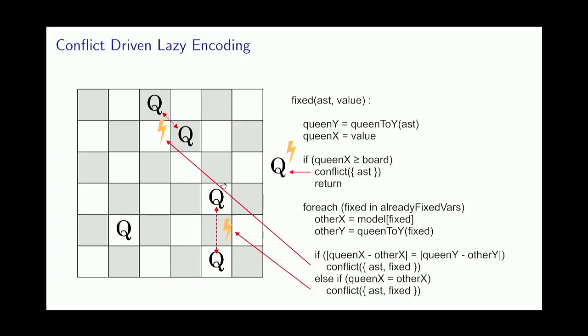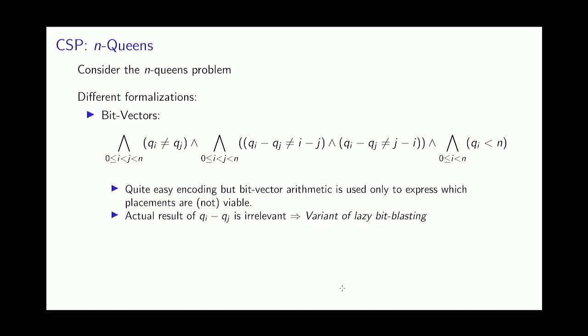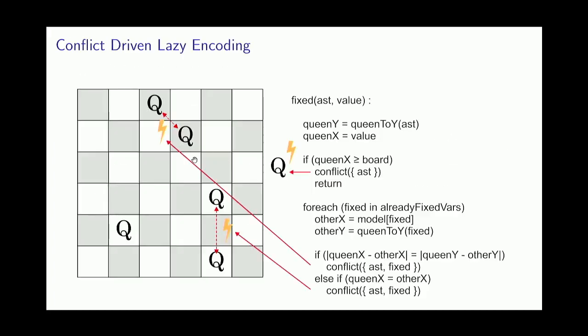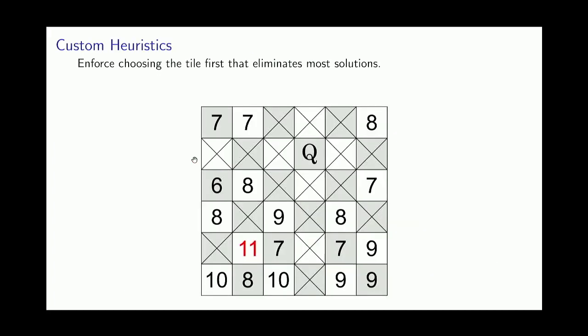So for example, consider these two. If we now fix this queen variable, then we check: is it in the same column as this one? Oh yes, it is. Okay, these two here are conflicting. This way, we lazily build this bit vector formula. If you just look at the code, these 3 conflict lines here correspond directly with these 3 assertions here. But this, as we will see later, is far more efficient than encoding it eagerly.